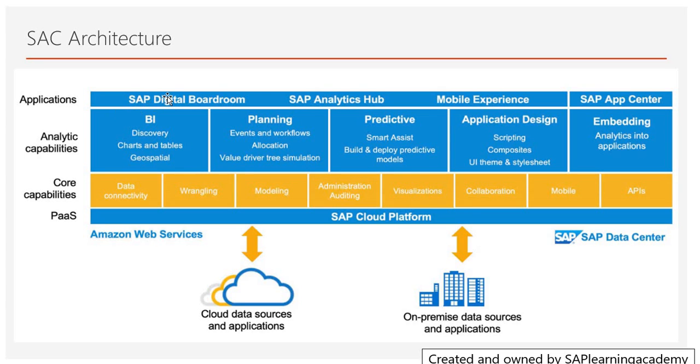Then comes the application layer, how we can access the data. You have all the options, like in a mobile experience, you can access this information and design it on mobile. And also SAP Analytics Hub and SAP Digital Boardroom. So that's the overall picture of the architecture.